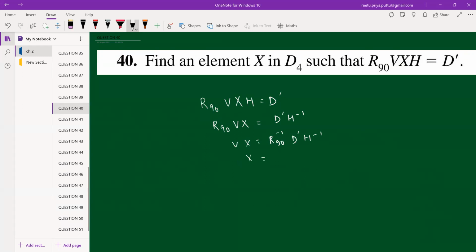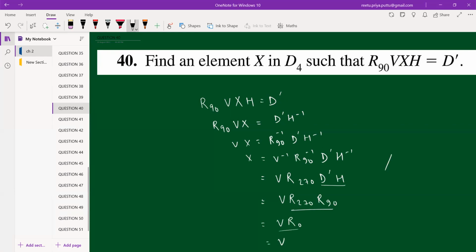So this is X, again by V inverse to the left. So we have V inverse, R90 inverse, D dash and H inverse. Now this is the X we required. Now we have to solve it. So V inverse is V, R90 inverse is R270, D dash is D dash and H inverse is H. So start doing it from the backward. We get these two as R90. So we write V R270 R90. Now these two is R360, which equals R0, and these two will give you V. So X equals V will work here.